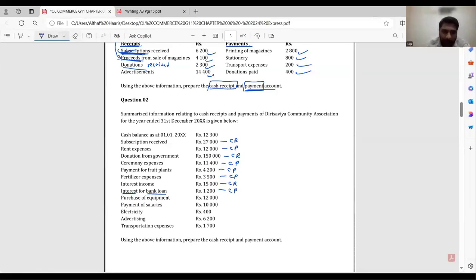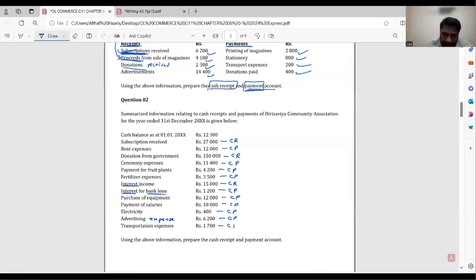So the other is interest for the deposit that you have made. Purchase of equipment, cash payment. Payment of salaries, cash payment. Electricity, cash payment. Advertising people, they have not given, so we'll assume this one as cash payment. So we'll make it advertising expenses.